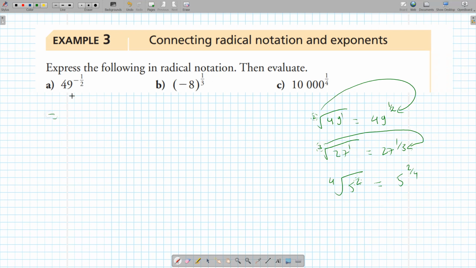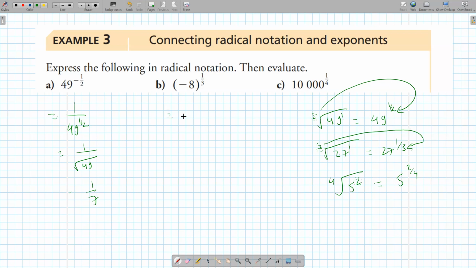Let's do this. 49 to the negative 1/2. We don't want negative exponents, right? Step 1, we're going to toss it in the denominator like that. Okay? And what does that mean? 49 to the power of 1/2. That means it's the square root of 49. And we know that's a 7, right? Boom, there we go. Okay. If you want to be technically correct, it's going to be plus minus, but don't worry about this yet.